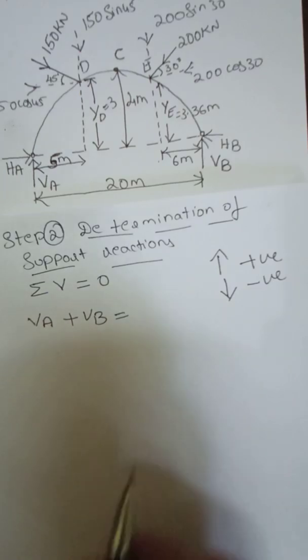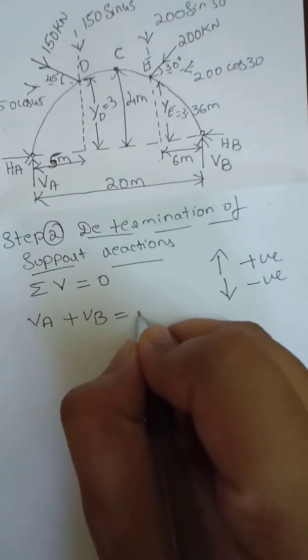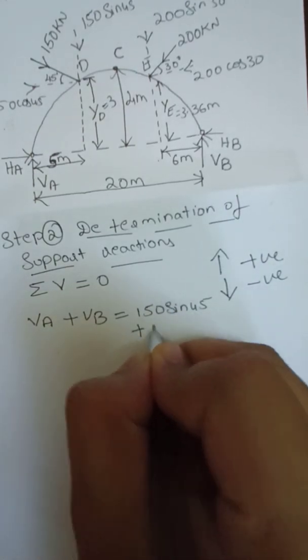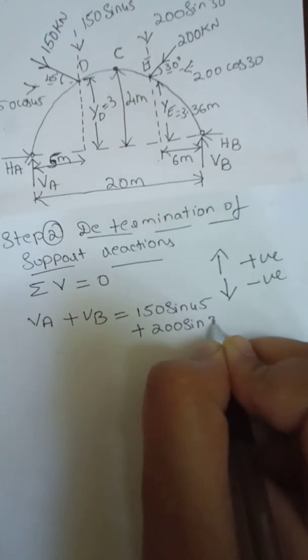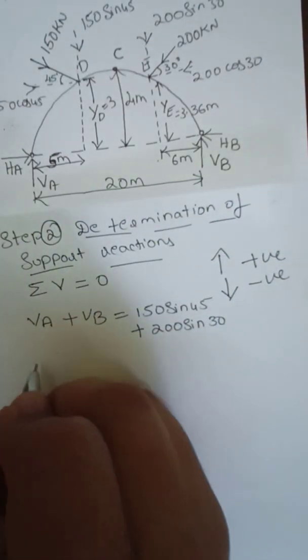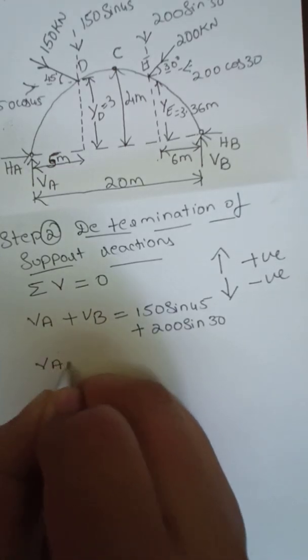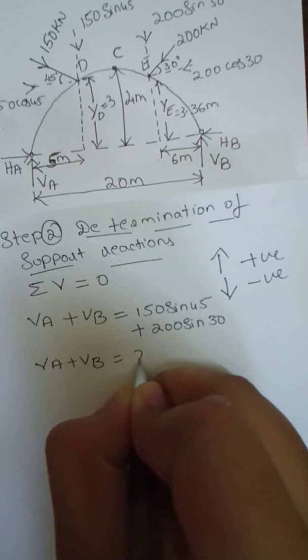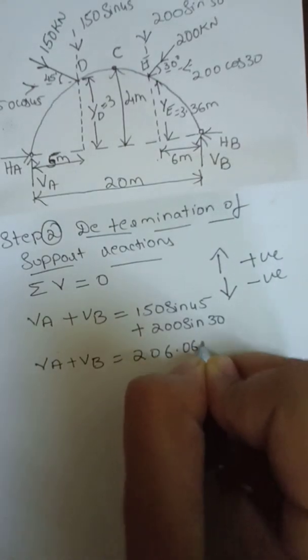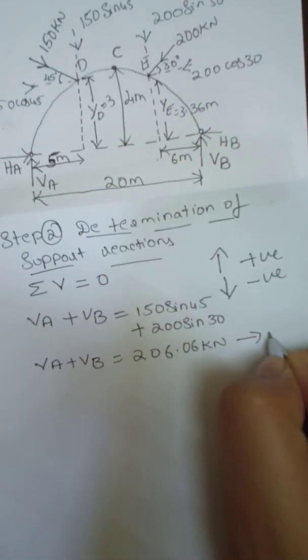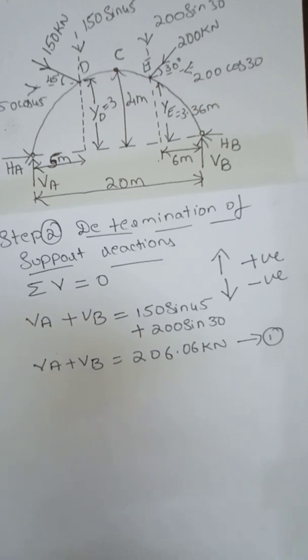So these are the resolved external loads. Therefore, taking that into consideration, it is equal to 150 sine 45 plus 200 sine 30. I have taken upward forces equal to downward forces. After simplifying, VA plus VB, I'll get it as 206.06 kilonewton. This I take as equation 1.